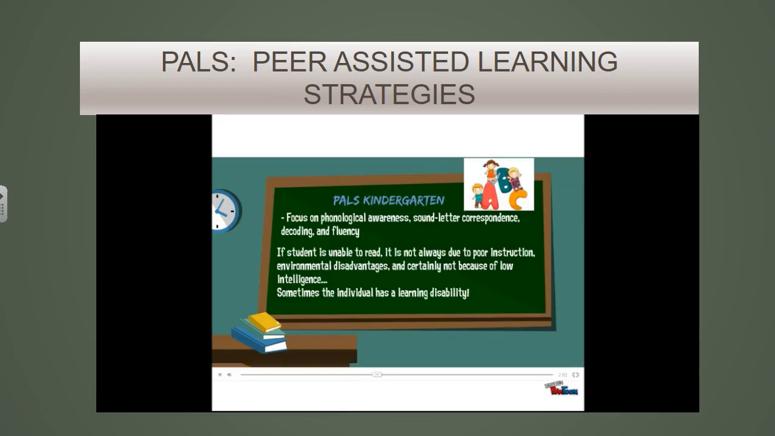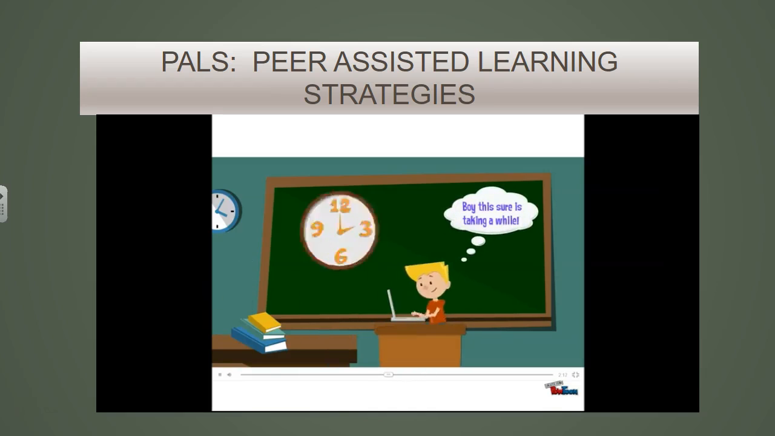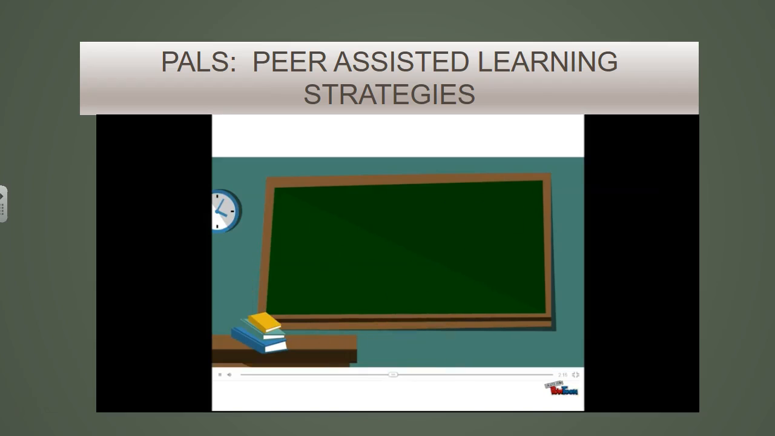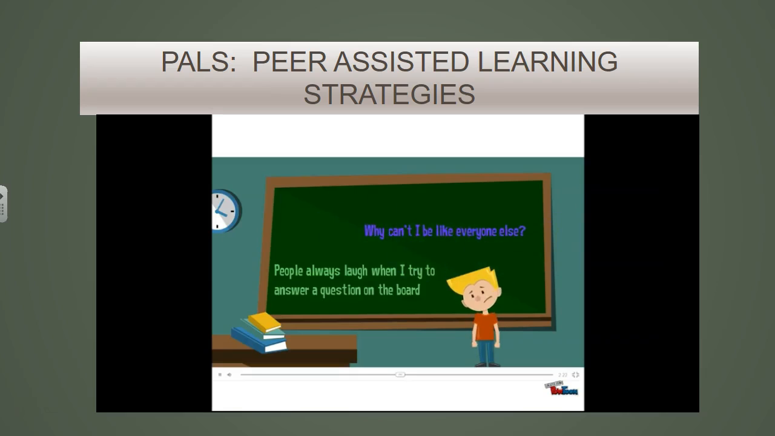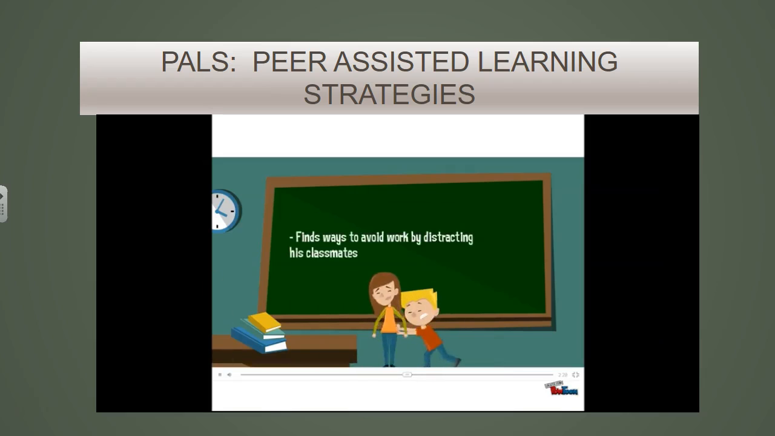Sometimes the individuals have a learning disability. Students with reading disabilities could have defects in the phonological process. Meet Billy. Billy was diagnosed with developmental dyslexia. Copying down notes takes a copious amount of time, and even finding a page number in a book proves to be a difficult task. Billy knows that he performs at a slower pace than his fellow classmates, and because of this, he is in constant fear of being ridiculed. Instead of asking questions for clarification and assistance, he finds ways to distract his classmates to avoid work.